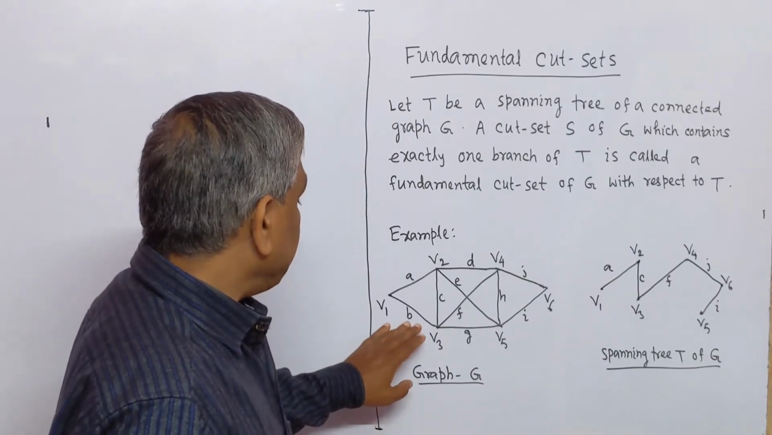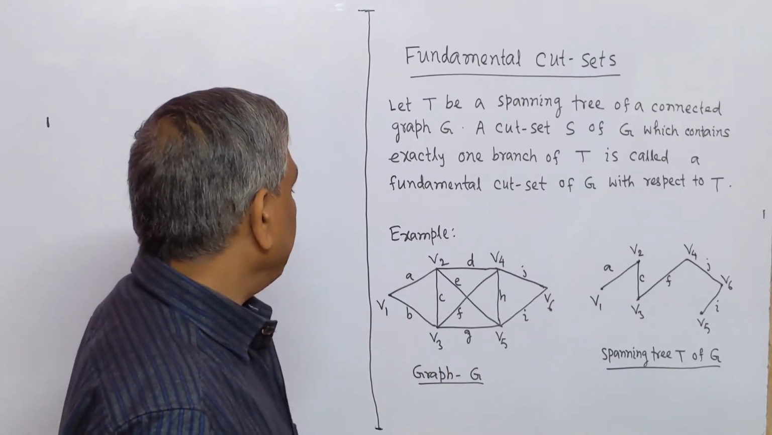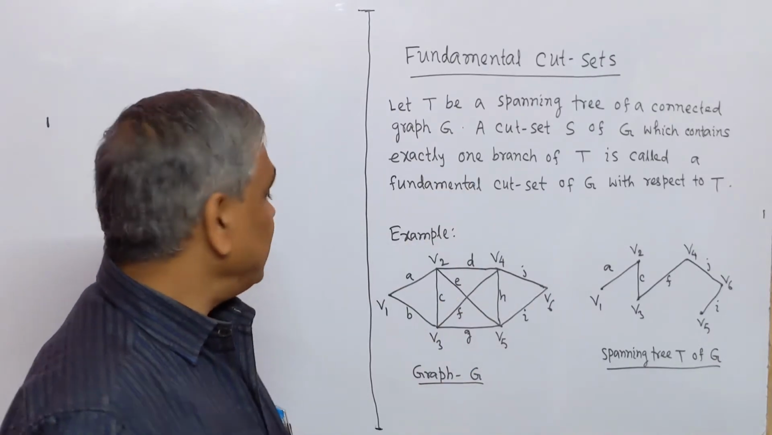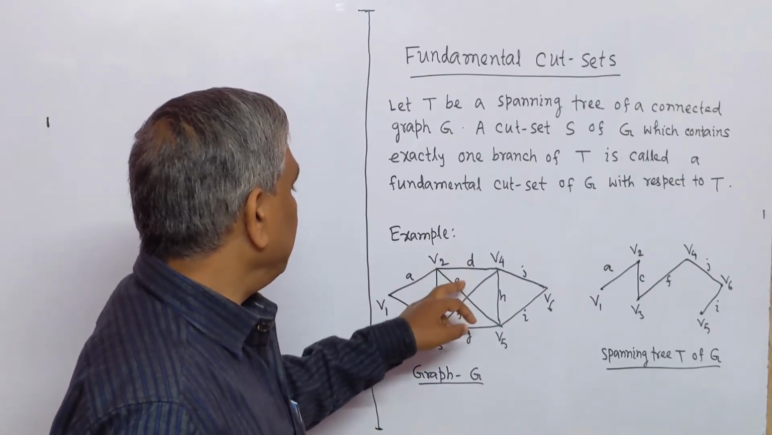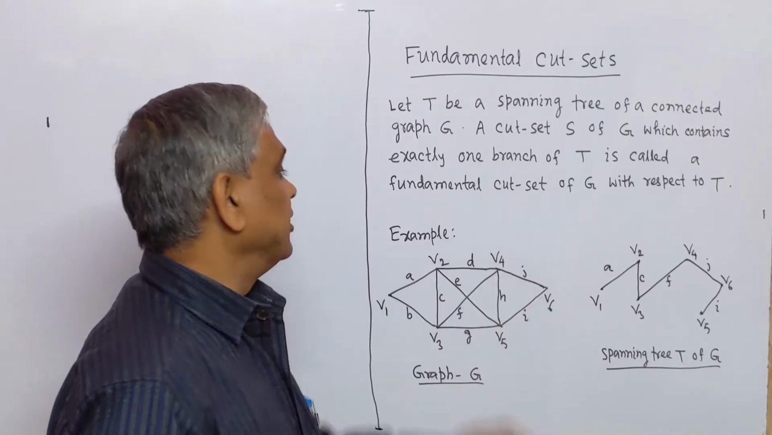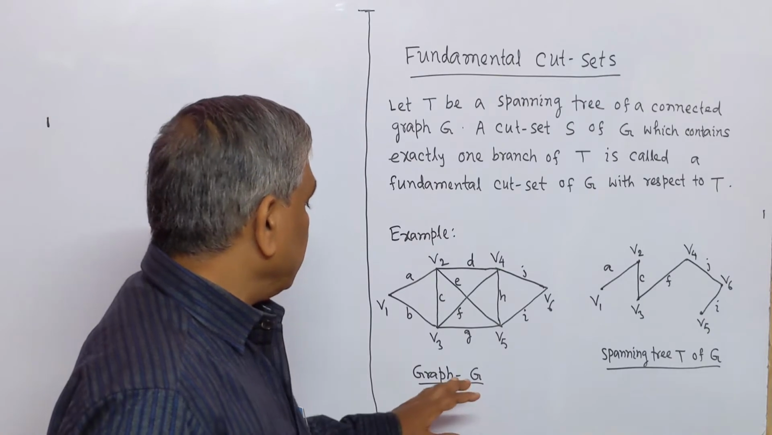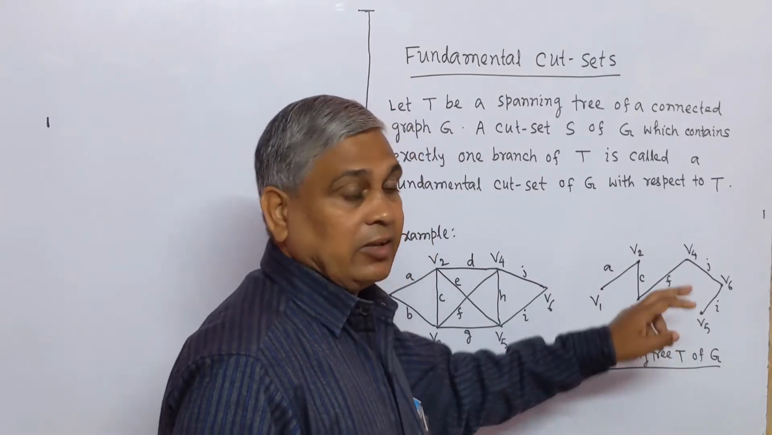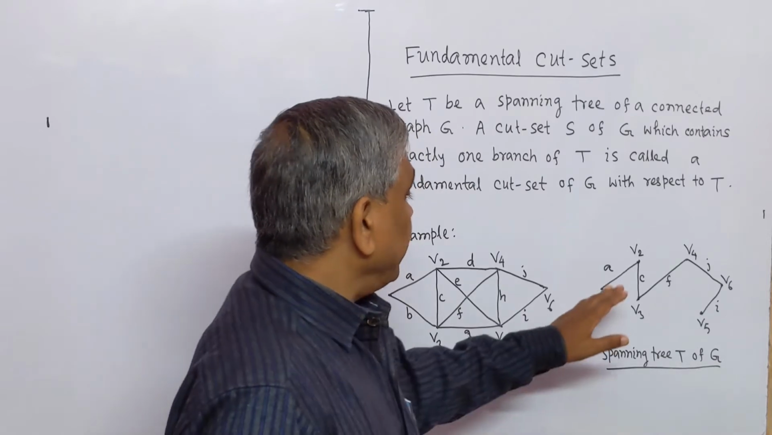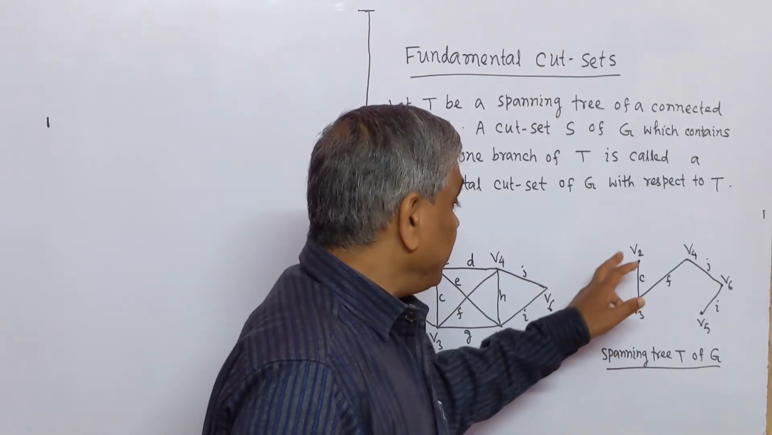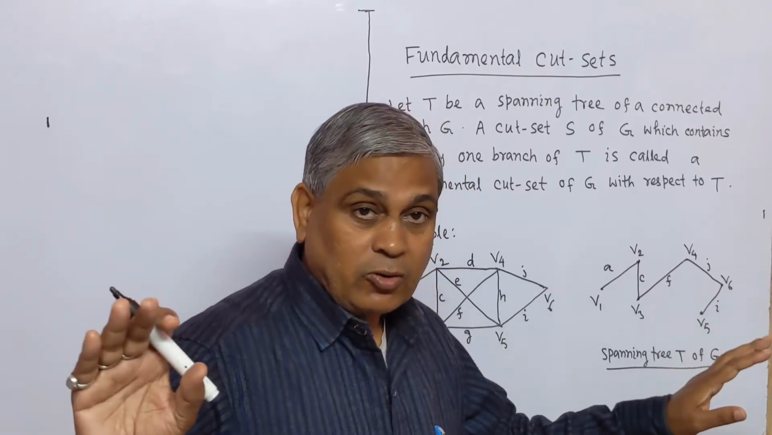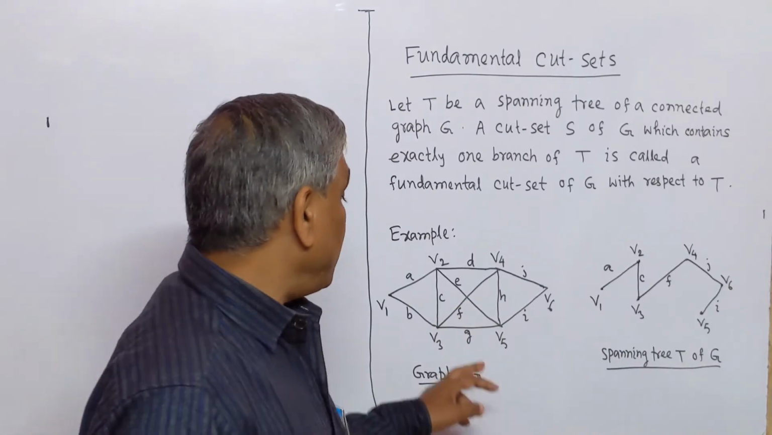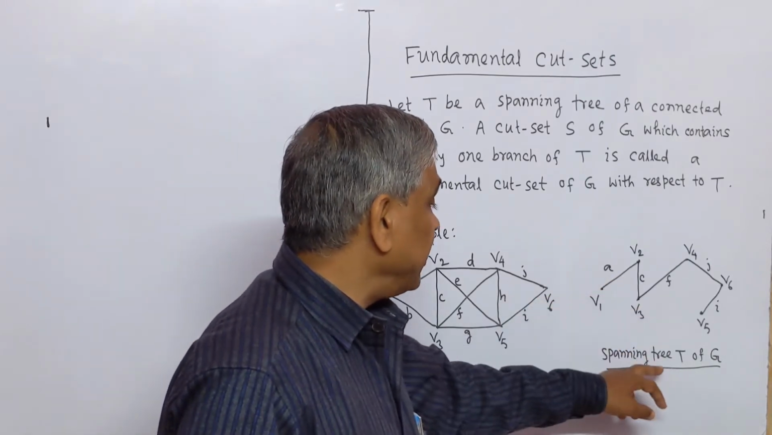Let this is a connected graph G. Here we have vertices V1, V2, V3, V4, V5, V6 and edges are A, B, C, D, E, F, G, H, I, J. Let for this graph G we have a spanning tree T. This is the spanning tree T. Here we have vertices V1, V2, V3, V4, V5, V6 same as vertices of graph G. But some edges of graph G are not present in the spanning tree T.